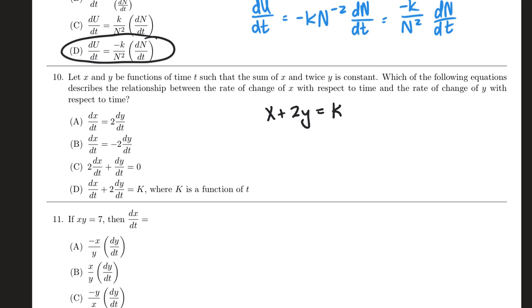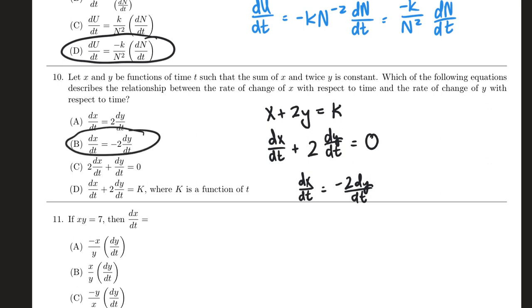And now we want to relate the derivatives. So now we take the derivative. Derivative of x is dx dt. Derivative of 2y is 2, and then I took the derivative of y, so I get a dy dt. And then k is a letter, but it's representing a constant, so its derivative is 0. Then I just have to subtract that to the other side, and you see that exactly matches B. This one you just have to do a little bit of work of creating your equation, but then you take your derivative with respect to time.